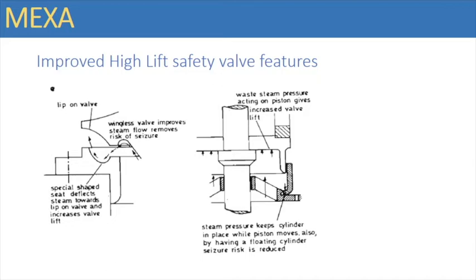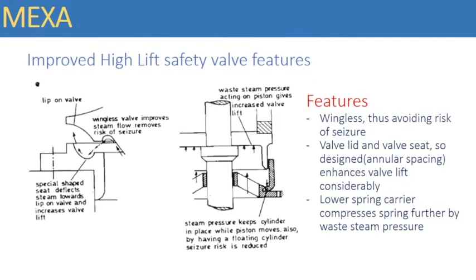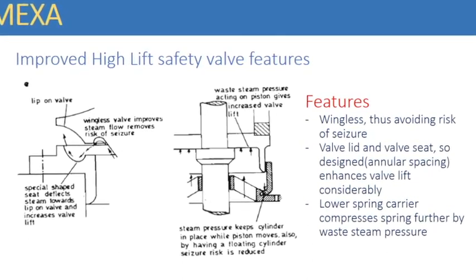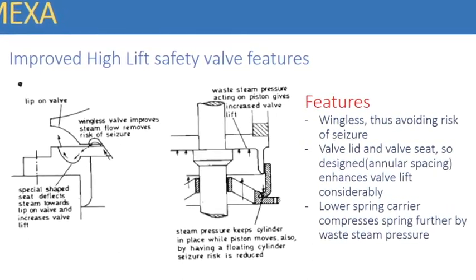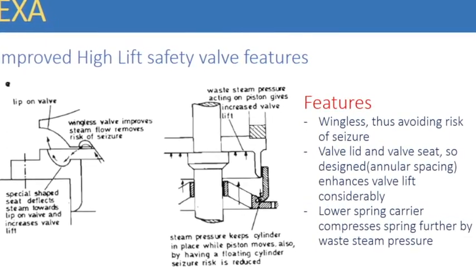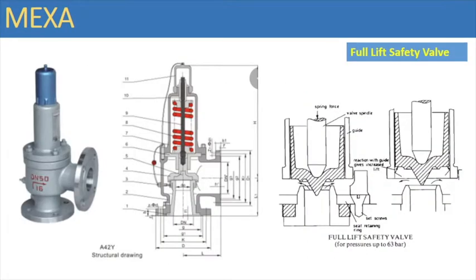The features of this improved high lift safety valve are: it is wingless, thus avoiding any risk of seizure. Valve lid and valve seat are so designed as to enhance valve lift considerably. And the lower spring carrier compresses the spring further by waste steam pressure. Full lift safety valves are used in boilers whose working pressure goes up to a range of about 63 bar.